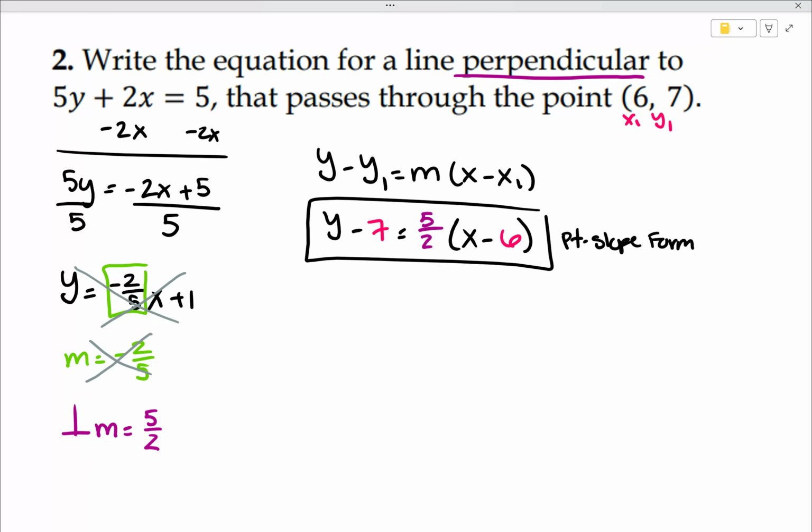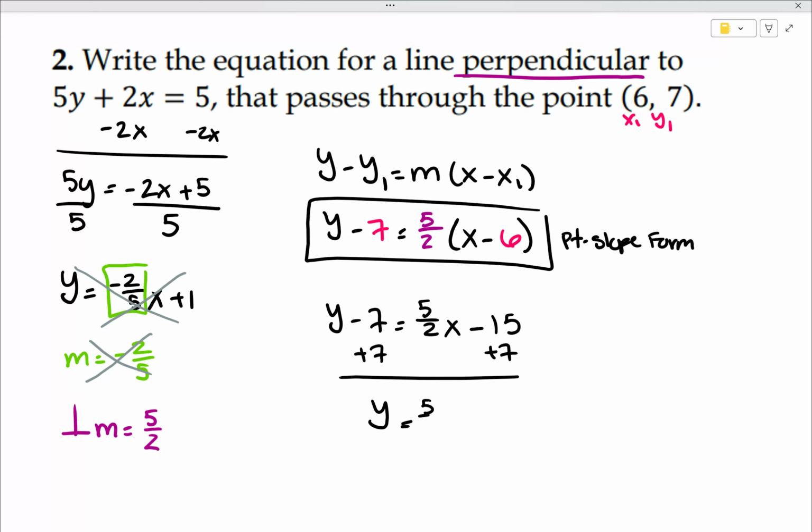But I'm going to have us practice both ways today. So you're going to go ahead and solve for y. So we're going to distribute our slope. So we get 5/2x. And then 5 times 6 gets us 30, divided by 2, so negative 15. And we're going to add our 7 to both sides. So y equals 5/2x minus 8. And that would be our equation if we said slope-intercept form.